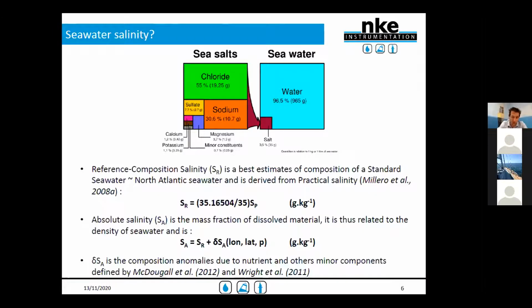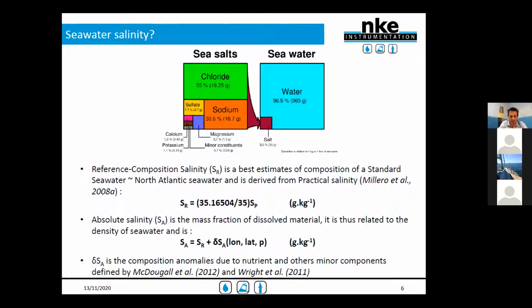In the publication of Millero in 2008, a new term appeared: reference composition salinity. It's a best estimate of the composition of standard seawater, North Atlantic, and is derived from practical salinity. So we have a relation between SR and SP.